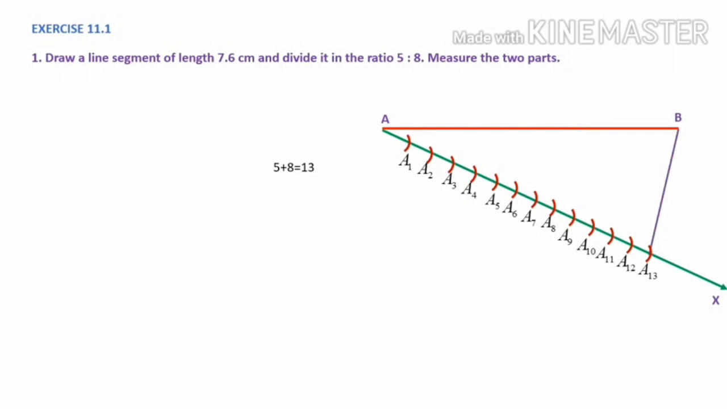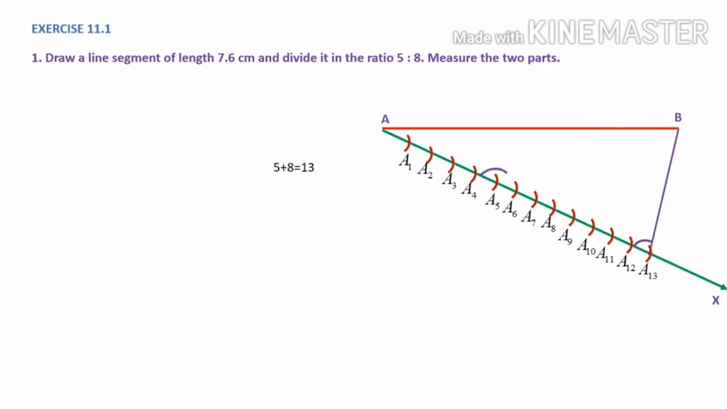After that, we have to draw a parallel line through A5. The first one is 5 here. So we have to draw a parallel line through A5. For that parallel line construction, first we have to draw an arc connecting the ray AX and this A13B line. By using the same radius, you have to come to A5. So here is A5. Fixing your compass here, draw an arc.